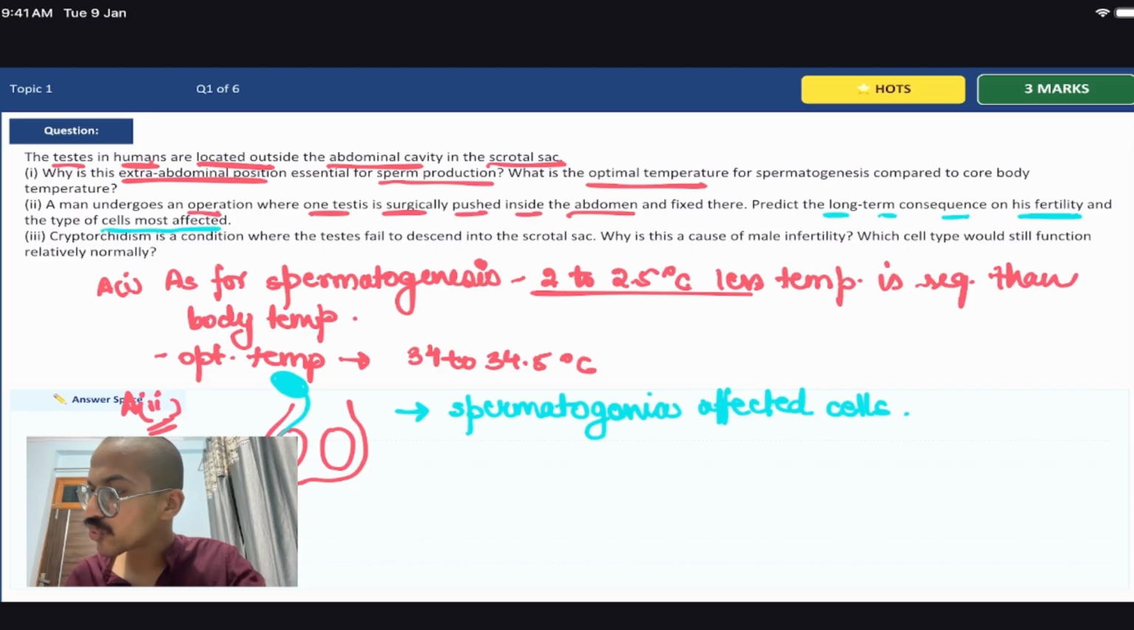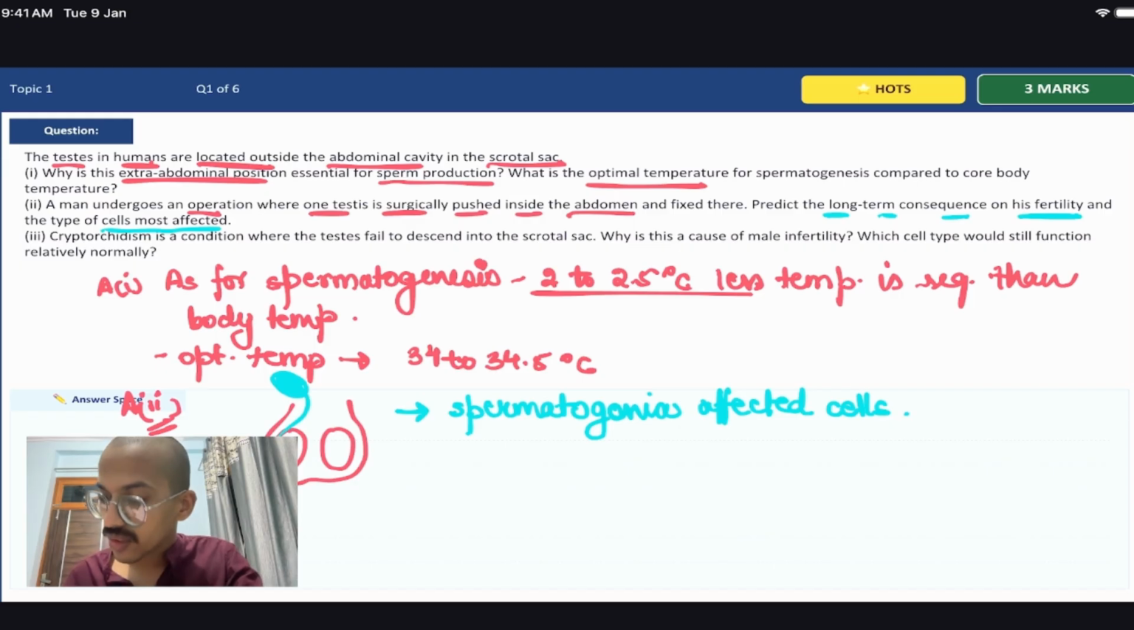And when it comes to the long-term effects, with age the sperm formation rate will be reduced. Now since there are two testes, it will be compensated, because a particular amount, 20 million sperm, should be there. If it is less than 20 million, then we say that the person is infertile. So the chances of infertility will come up much earlier.